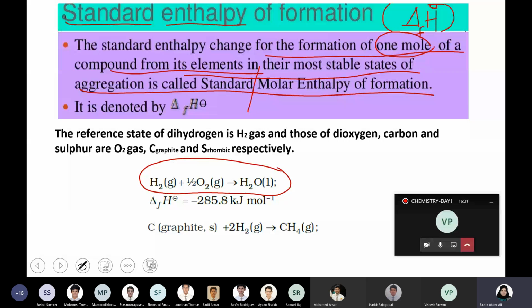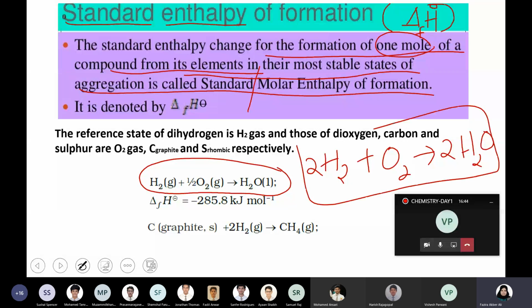But we know that the balanced equation can be written like this, 2H2 plus O2 giving 2H2O. This is technically correct. This is a balanced equation. But this is not standard enthalpy of formation because you're preparing 2 moles of water here. So it is the formation of 1 mole of any compound from its elements under the standard state. So elements should be hydrogen in the gaseous state and oxygen in the gaseous state, because under standard condition, hydrogen and oxygen are diatomic molecules in the gaseous state. So you cannot take O2 in liquid or solid state, hydrogen in liquid or solid state to write the standard enthalpy of formation of water.